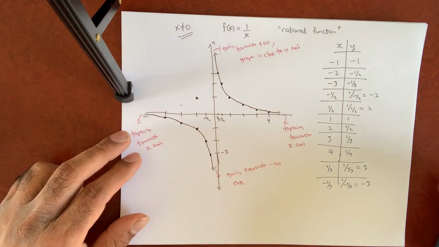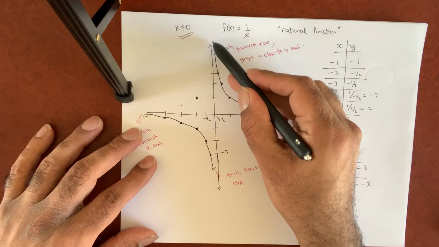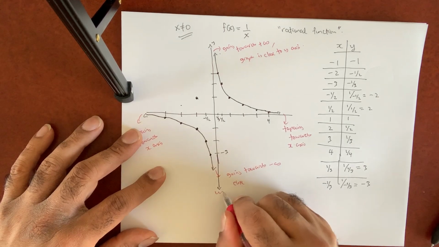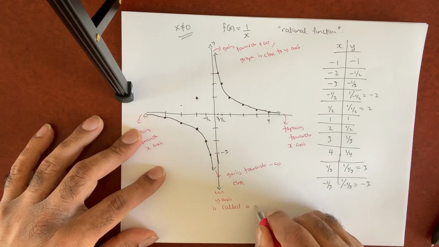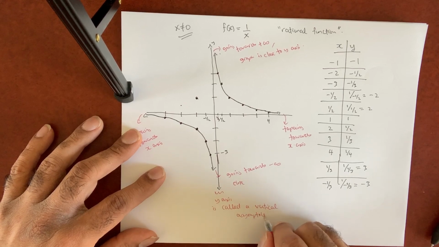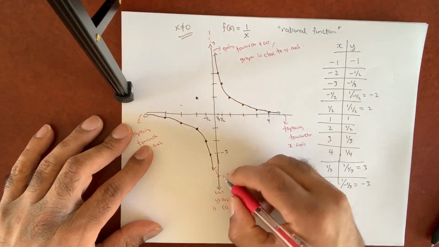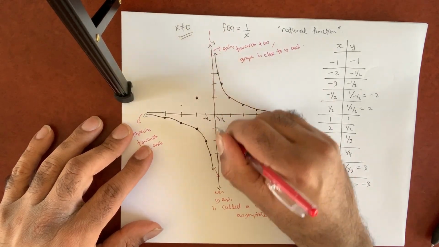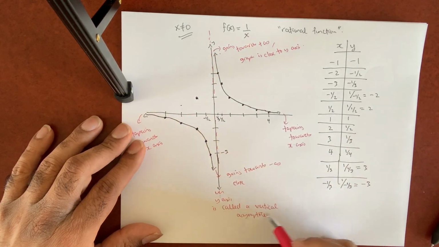So it's a special kind of situation where the graph is getting closer and closer to this y-axis. And so we say that this y-axis is called a vertical asymptote. What that means is literally that we draw this as a dotted line, where the graph gets infinitesimally closer and closer to that particular axis. That's called a vertical asymptote.